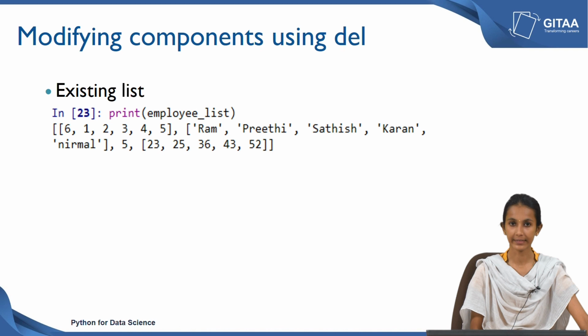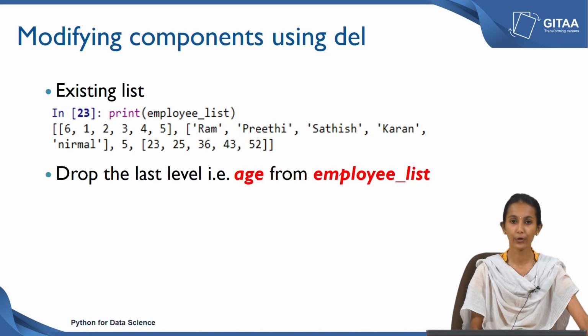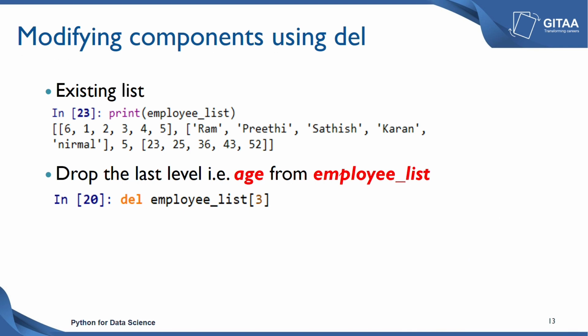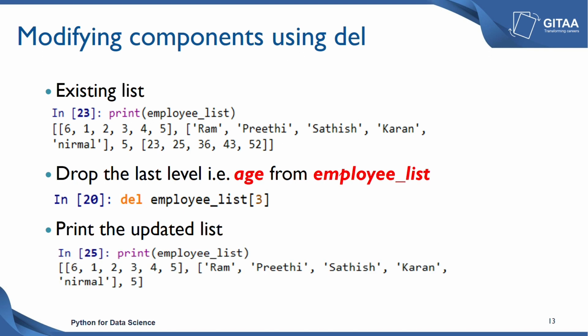So, this is our existing list. If I wanted to drop the last level, that is age: ID is level 0, and Ram, Preeti, Satish are the employee names, so that is level 1, the number of employees which is 5 is level 2, and age is at level 3. If I wanted to remove age from the employee list, it will be del of employee_list and 3, which is basically the index number. If you print the updated list, now our age list will be removed from the employee_list.